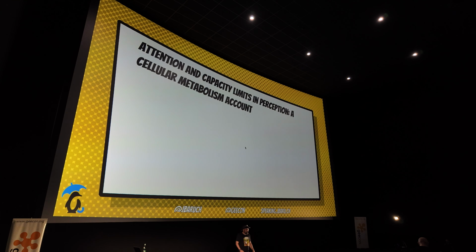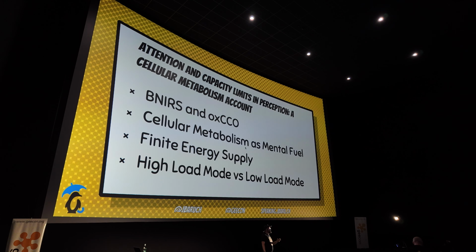Right, and so this bunch of stuff again from the research. The idea is that your cellular metabolism is your mental fuel. And you have a finite battery supply, and high load versus low mode kicks in. And your low mode is exactly what Professor Kahneman spoke about. This is you running on system 1 instead of running on system 2.